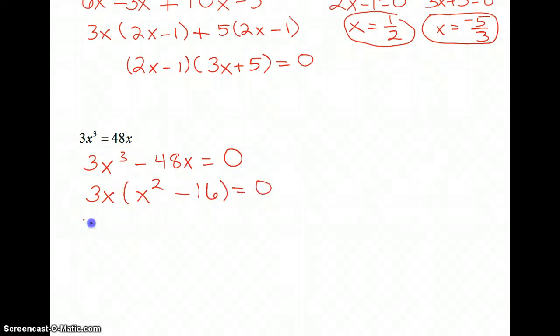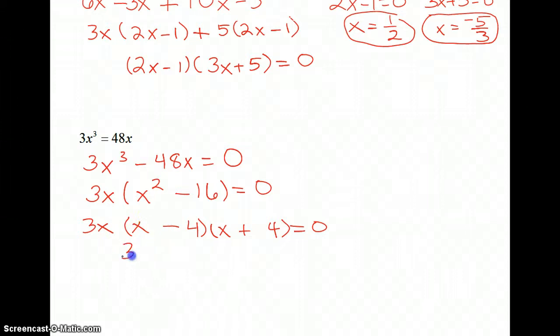Okay, so the 3x stays out in front. Now, is this done or is this special? Well, these are both squares, right? So it's special. So I'm going to do binomial times binomial. And I see that I'm going to have x and 4 and 4, because 4 times 4 will make 16. One's minus and one's plus equals 0.